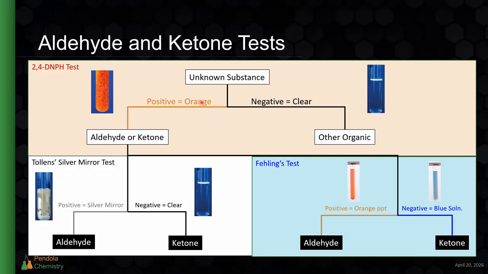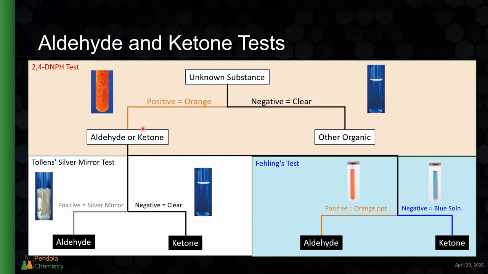So how do we make sure that we are a little more selective? Well, if we have an unknown substance, an unknown sample, we can run the 2,4-DNPH test. So we can add 2,4-DNPH to a small amount of this sample. And if we get a negative, if that solution turns clear, then we know it's an organic compound other than aldehydes and ketones. But if we get an orange precipitate out of adding 2,4-DNPH to a sample of this substance, we know we have an aldehyde or a ketone. We can then do a follow-up test to identify which of those two it is.